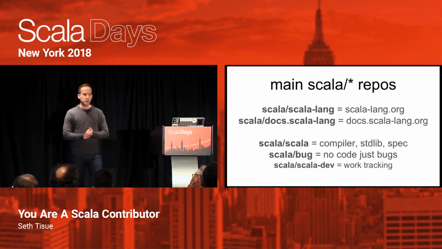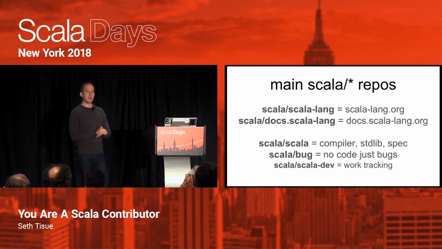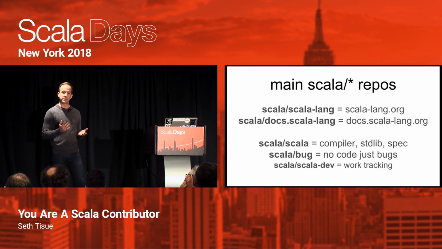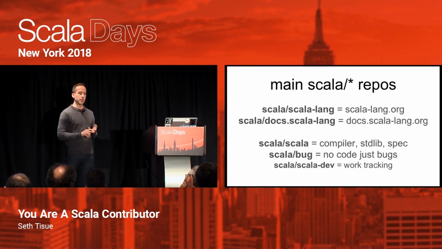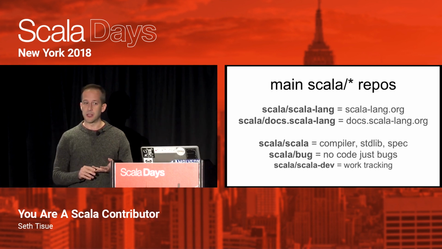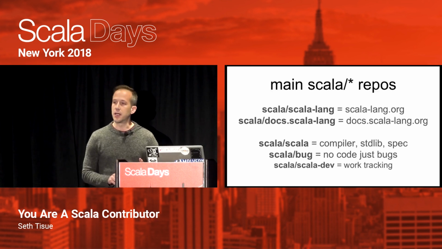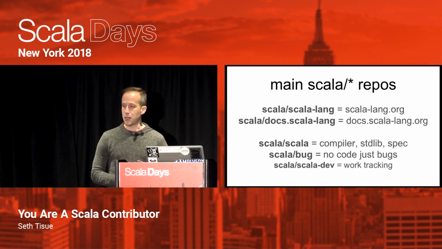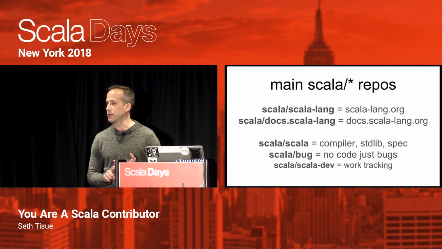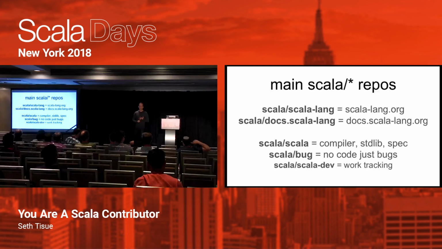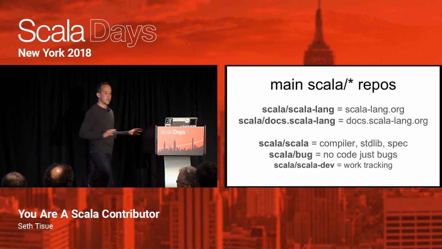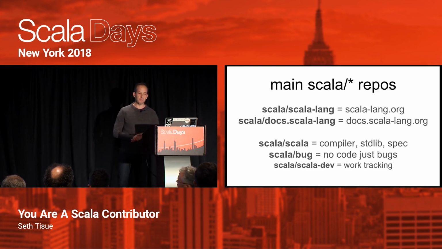The repository Scala/Scala is where Scala itself lives. So the compiler, the standard library, and the language specification are all there. For historical reasons, there's no issue tracker in Scala/Scala. The bugs in Scala are over in scala/bug instead. Historical reasons: we imported the issues from Jira and the issue numbers overlapped, and so that's how that happened.